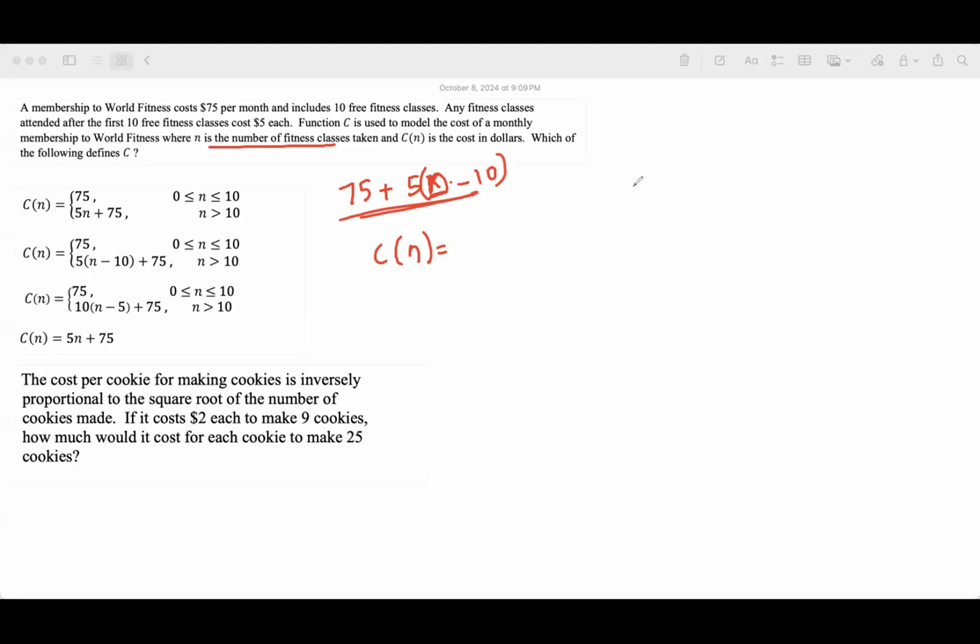So for 1 to 10 classes, meaning the number of classes is between 0 and 10, in that case it's only $75. So this is correct. But if n is greater than 10, it should be something like this: 5 times (n minus 10) should be added to the 75. This is incorrect. This is the correct one.